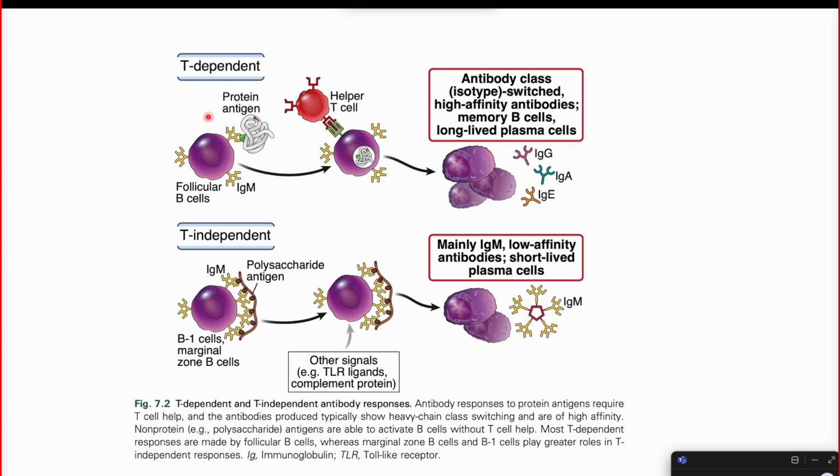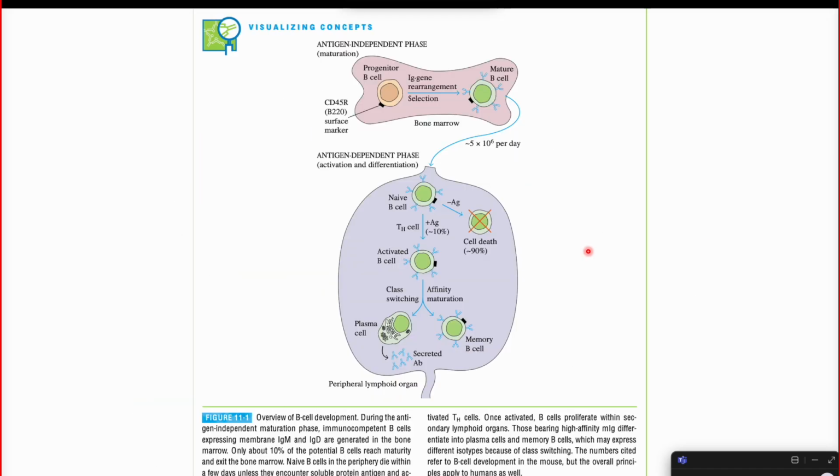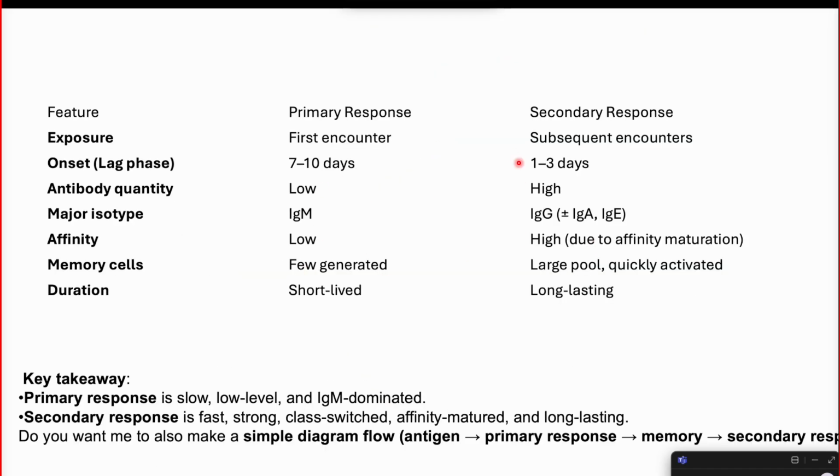So these types of antibodies are short lived and not highly specific, because you just see what they recognize. They recognize the polysaccharide, not the protein, which is the processed antigen. So this is the initial way of controlling the infection. This will be short lived, as we have seen here, right? In the primary response, the affinity is low, memory is very less, and the duration will also be very short.